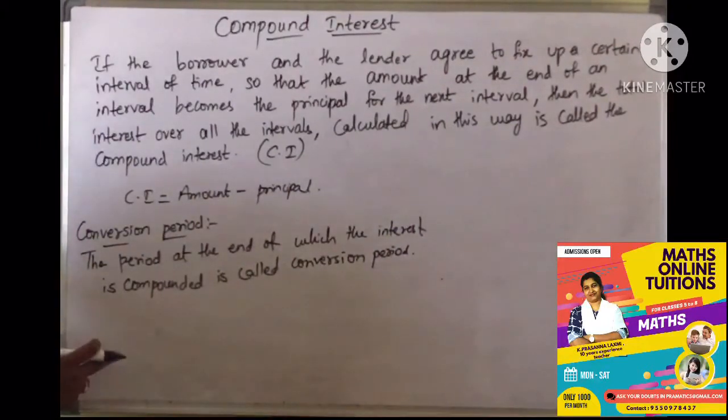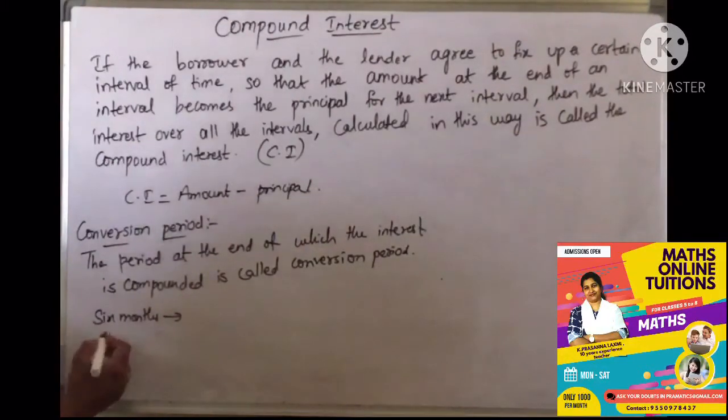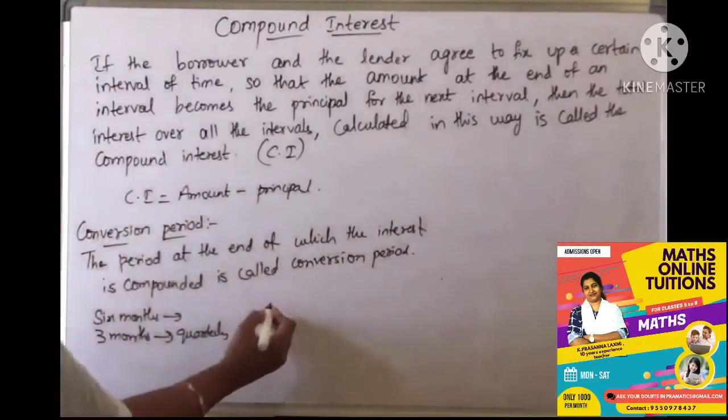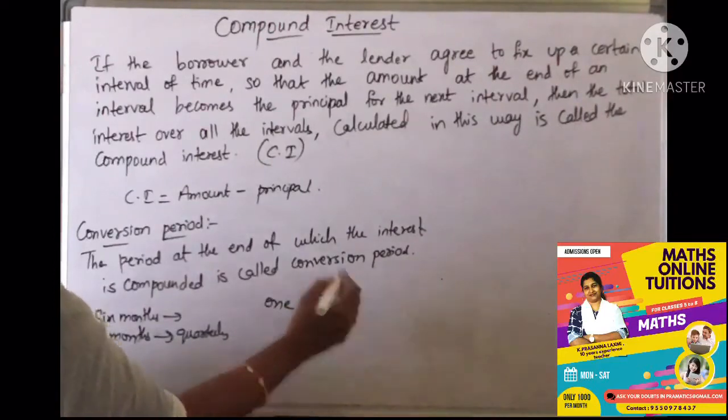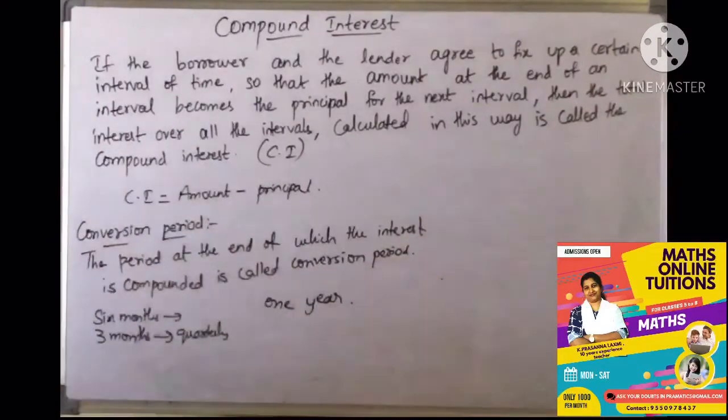Suppose the interest is calculated and added to the principal every 6 months, for example, then the conversion period is 6 months. Similarly, the conversion period is 3 months when the interest is calculated quarterly. So, if no conversion period is specified, the conversion period is taken to be 1 year. That is very important. In the sums also, you should clearly understand the conversion period.